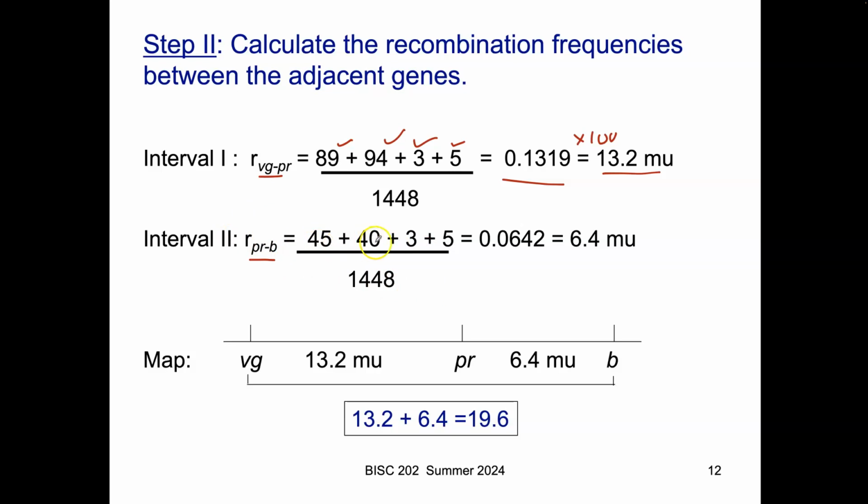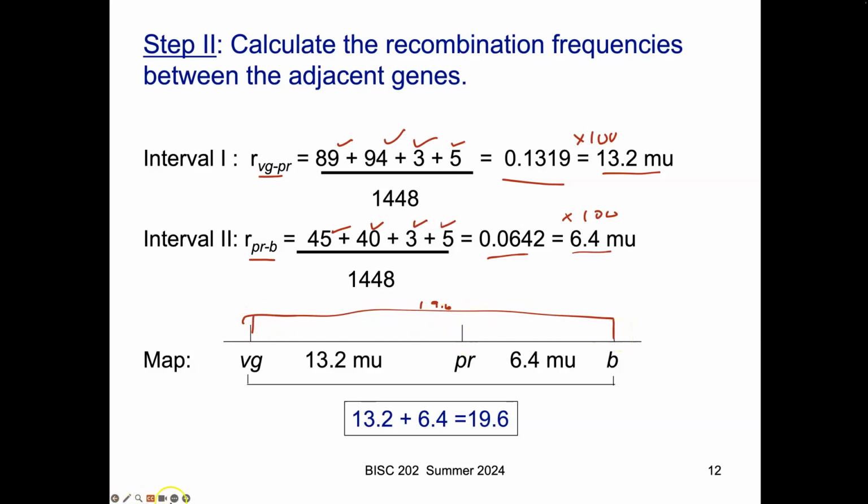And then here's our second interval. It's a shorter interval, so we add up all the crossovers and divide by the total. That's our value of R, which we multiply by 100 to get our map distance. And so this is our full distance. So 13.2 map units between vestigial and purple, 6.4 between purple and black, and then 19.6 by adding the two together.